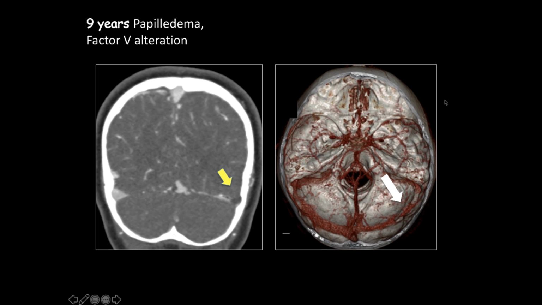This is a coronal CT in which we see that there is a filling defect. Let's see the yellow arrow, there's a filling defect of the left transverse sinus. And the 3D reconstruction makes clear there's a filling defect, there is a thrombus, and there is no clear blood flow.